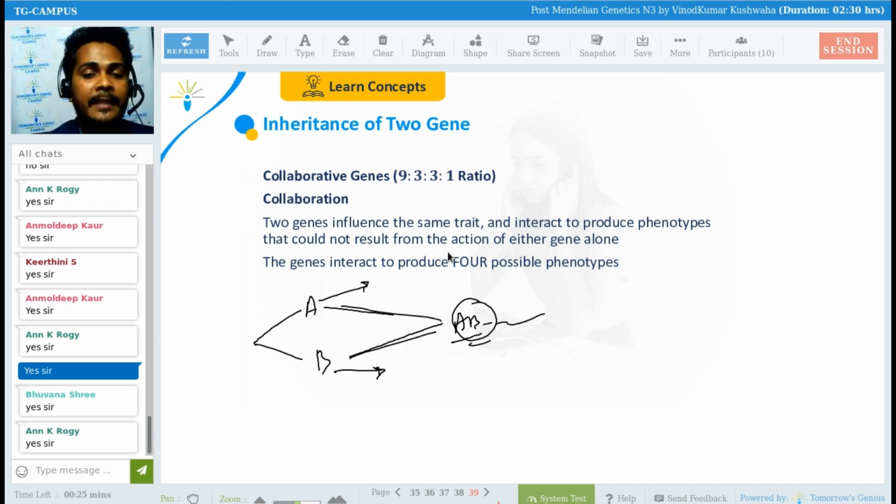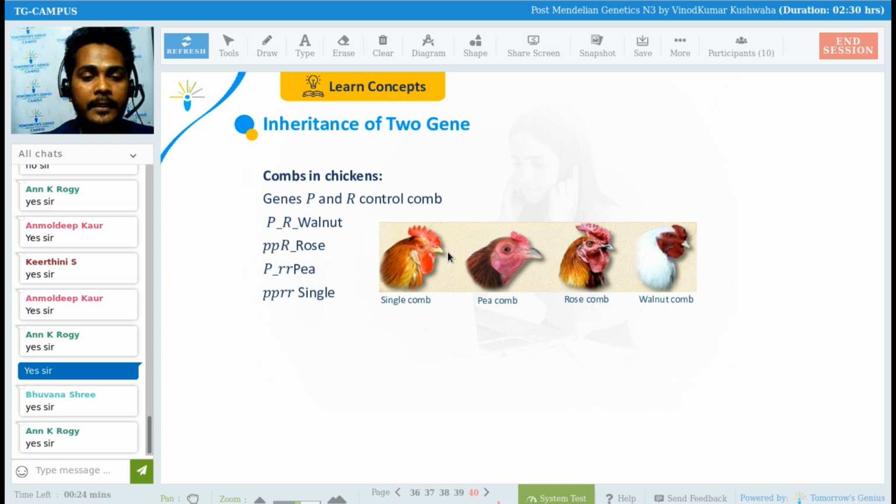So the two genes influence the same trait, and they interact to produce a phenotype that does not result from the action of either one gene alone. So the genes interact to produce the four possible phenotype conditions. That is what the collaborative gene is, right?